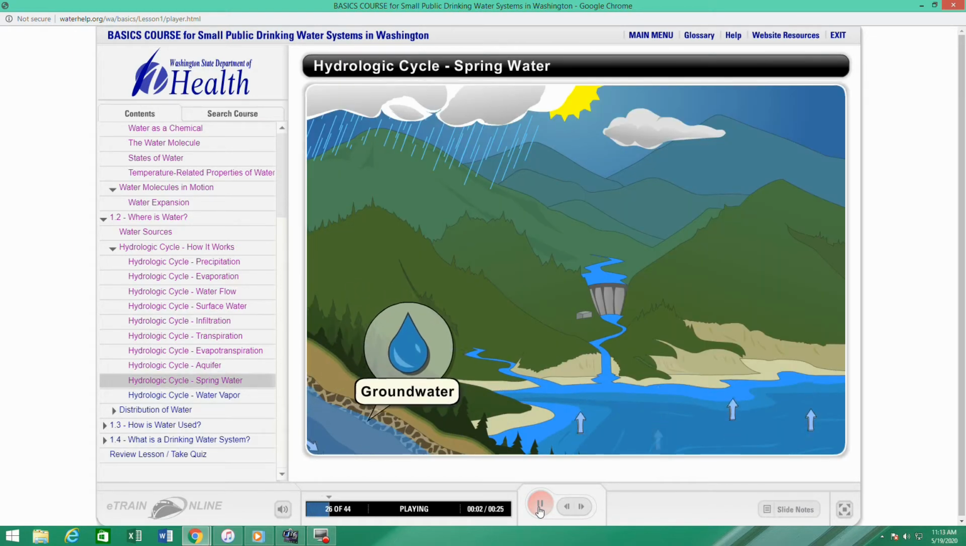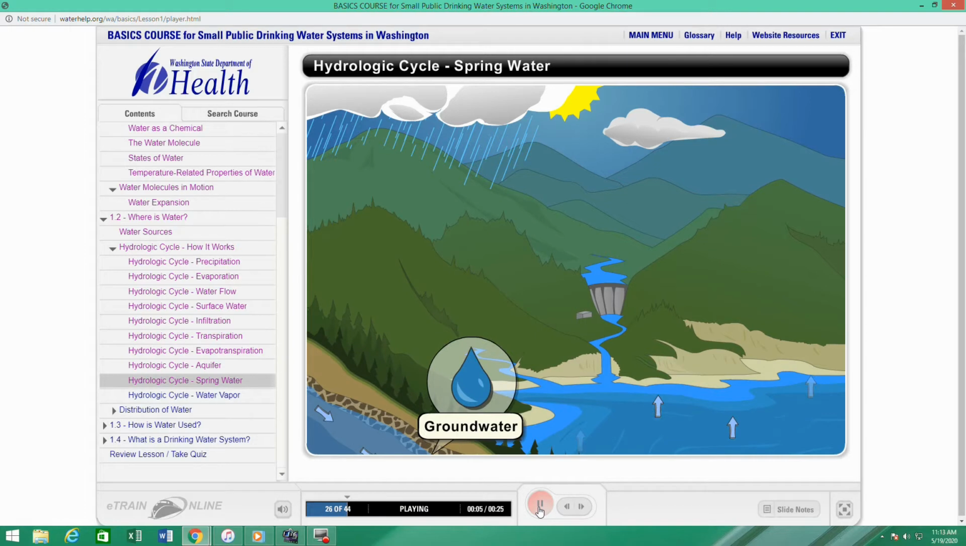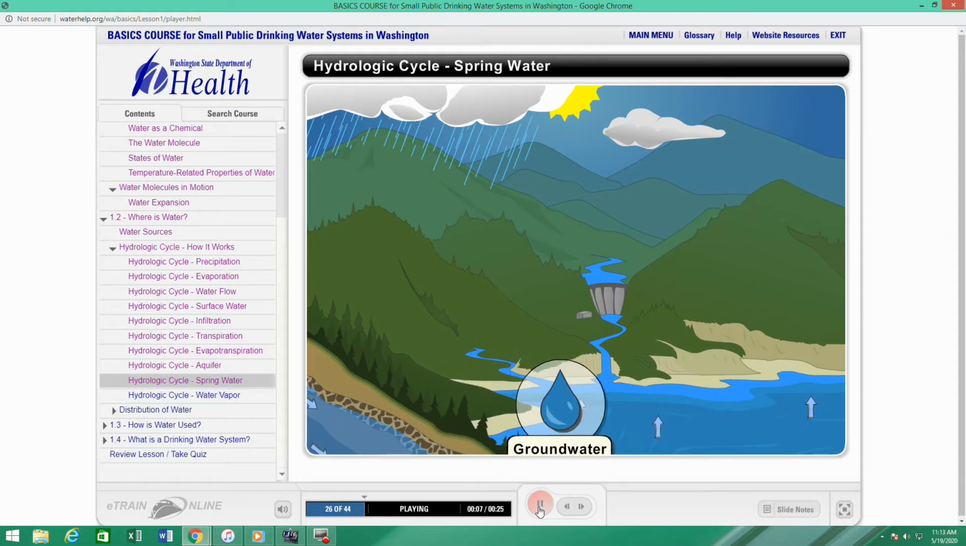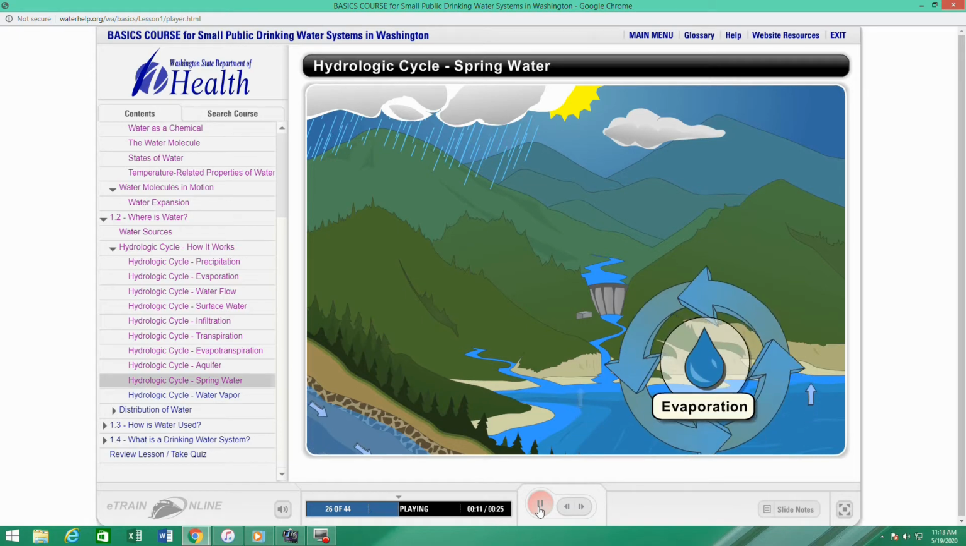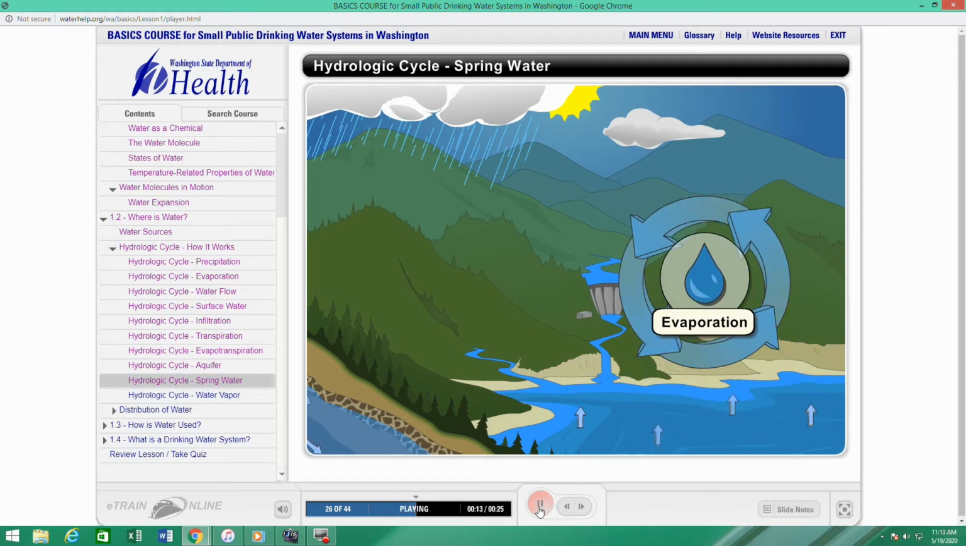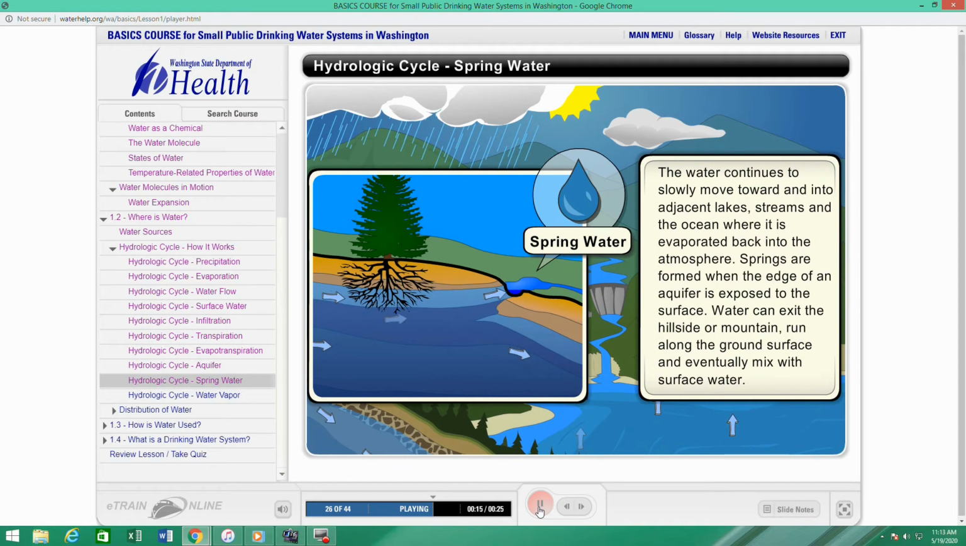The water continues to slowly move toward and into adjacent lakes, streams, and the ocean, where it is evaporated back into the atmosphere. Springs are formed when the edge of an aquifer is exposed to the surface. Water can exit the hillside or mountain, run along the ground surface, and eventually mix with surface water.